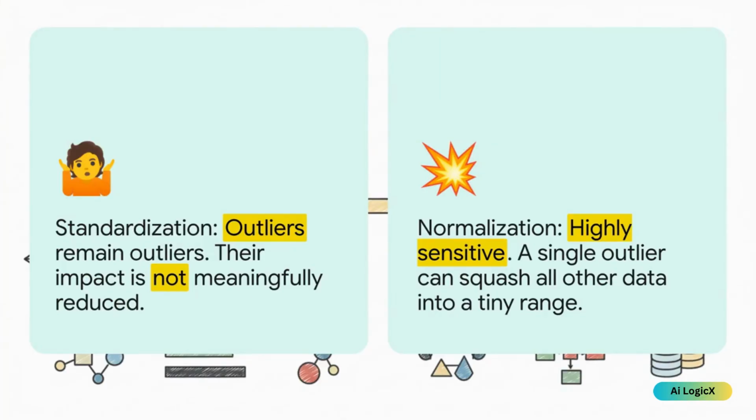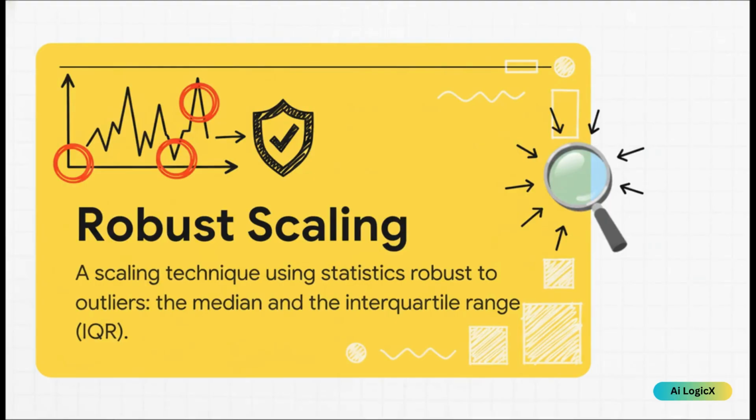And here's the bottom line. Neither of our two main techniques are all that great with outliers. With standardization, an outlier is still an outlier. It's just on a different scale, still far away from everything else. But normalization, oh boy, it can be a disaster. One really high value can squash every other data point into a teeny tiny little range near 0, pretty much wiping out all the useful information. So what do we do?